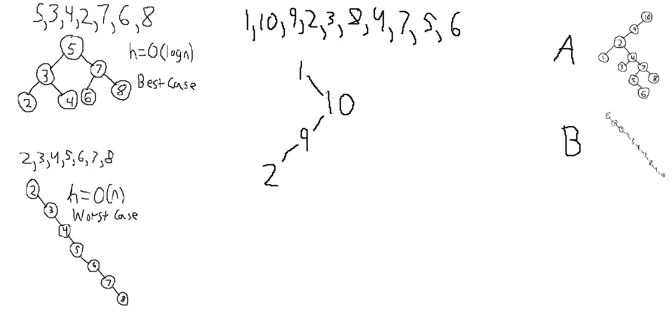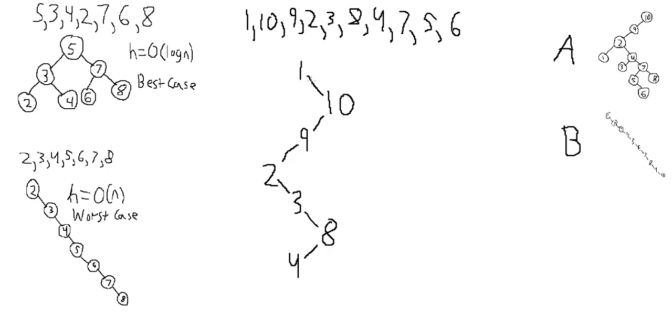3 is greater than 1, less than 10, less than 9, greater than 2. 8 is greater than 1, less than 10, less than 9, greater than 2, greater than 3. 4 is greater than 1, less than 10, less than 9, greater than 2, greater than 3, less than 8. Very quickly we're seeing this long string of, once again, a linked list. It's just that they're not all in the right subtree of each other this time.